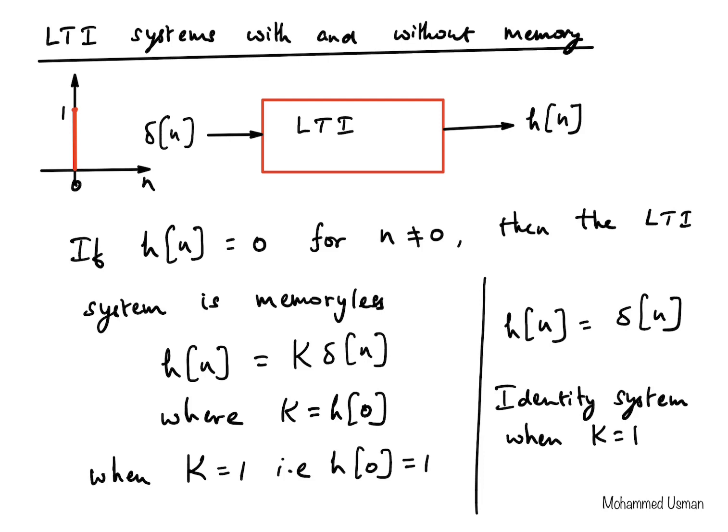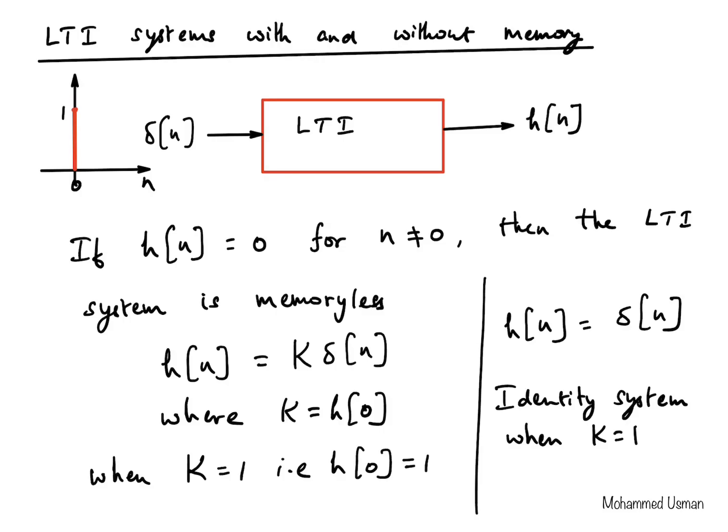So that means the scaling factor is 1. So the impulse response of the system is also an impulse having a height of 1, having an amplitude of 1. So the unit impulse input produces an output which is equal to the unit impulse. So the impulse response is equal to the input impulse function. So that's called an identity system. That means the output is identical to the input of the system, and that happens when k is equal to 1.